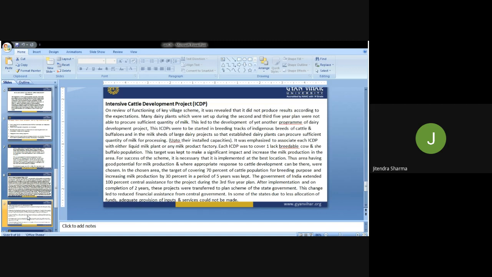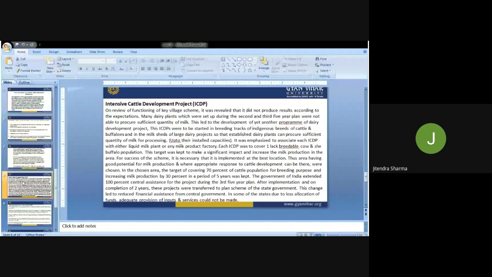Now, the Intensive Cattle Development Project. This was also a very good project initiated by the government. On reviewing the functioning of the key village scheme, it was revealed that it did not produce results according to expectation. Many dairy plants set up during the second and third 5-year plans were not able to procure sufficient quantity of milk for processing up to their installed capacity.